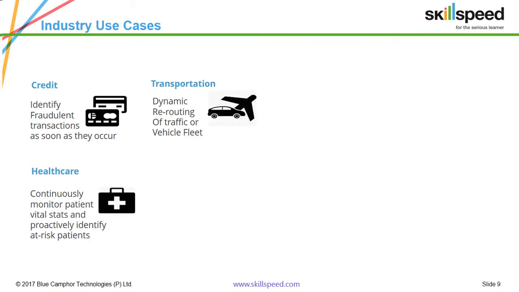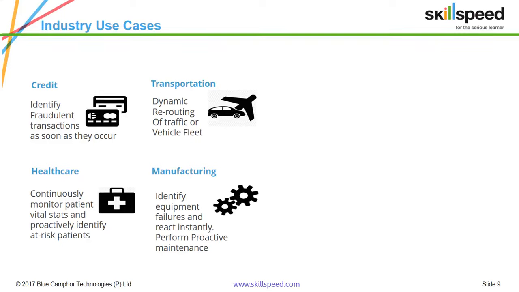The third is transportation, where you can practically collect GPS related data from your fleet, and then you can have dynamic rerouting based on the traffic in a particular area. And Spark Streaming is also extensively used in the manufacturing industry.